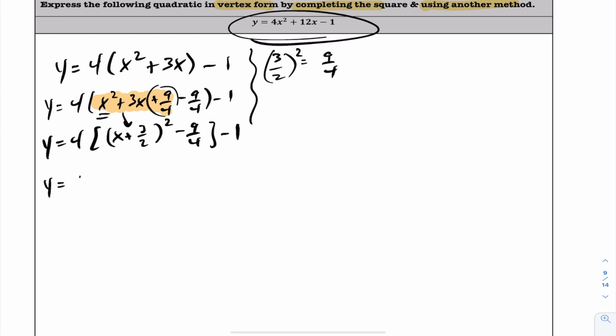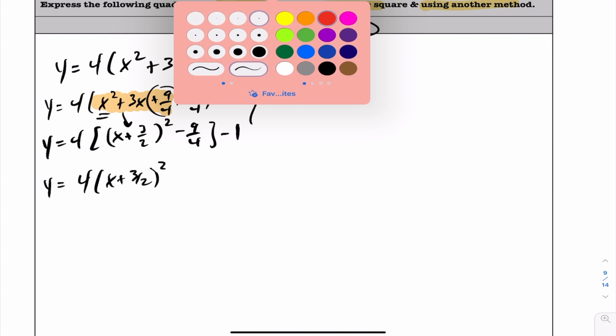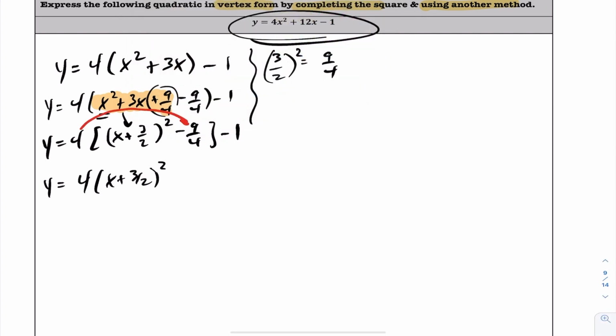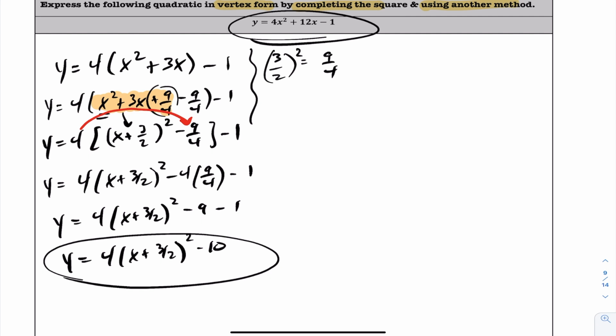Now I can go ahead and distribute the 4. We get (x plus 3 over 2) squared. And that 4 is also distributed to the negative 9 over 4, in which case we get negative 4 times 9 over 4 minus 1. And y is 4 times (x plus 3 halves) squared minus 9 minus 1. So now we have the following quadratic in vertex form, and we did this by completing the square.